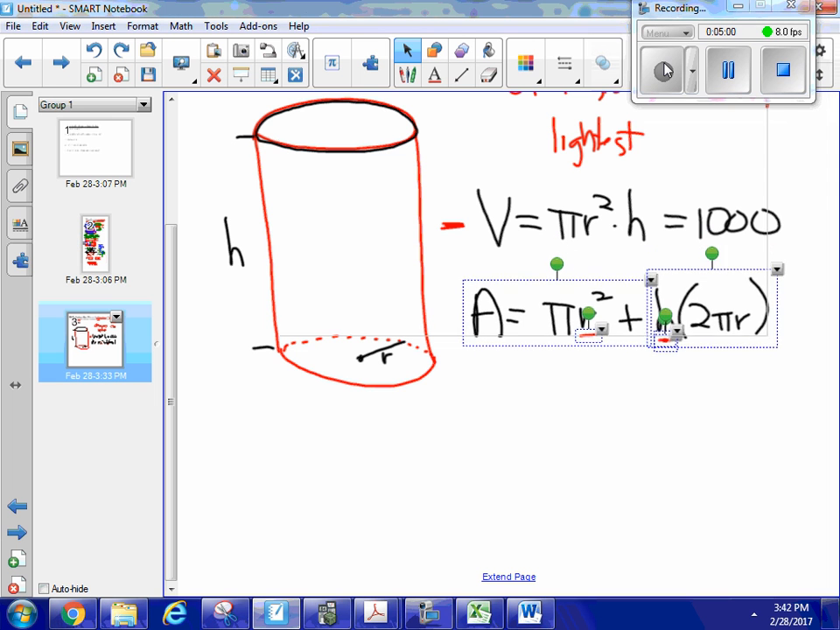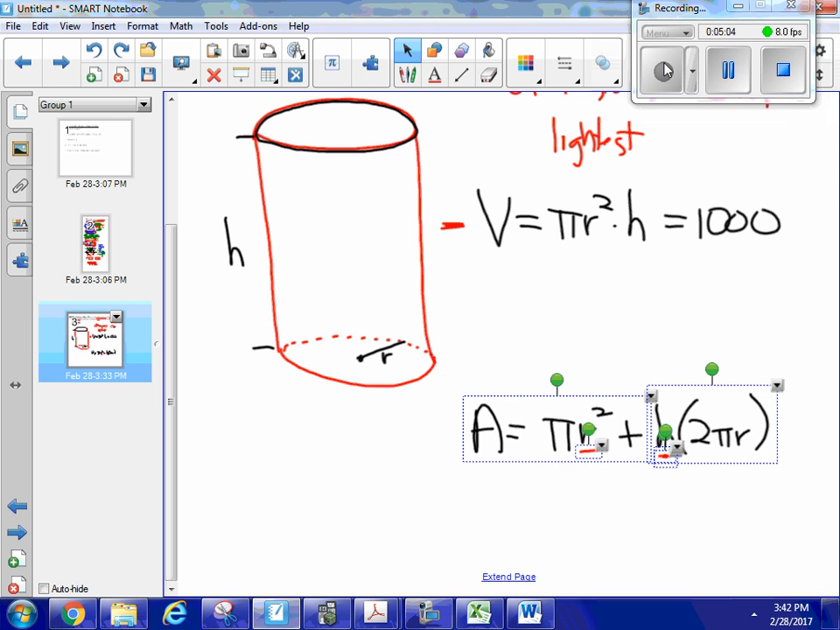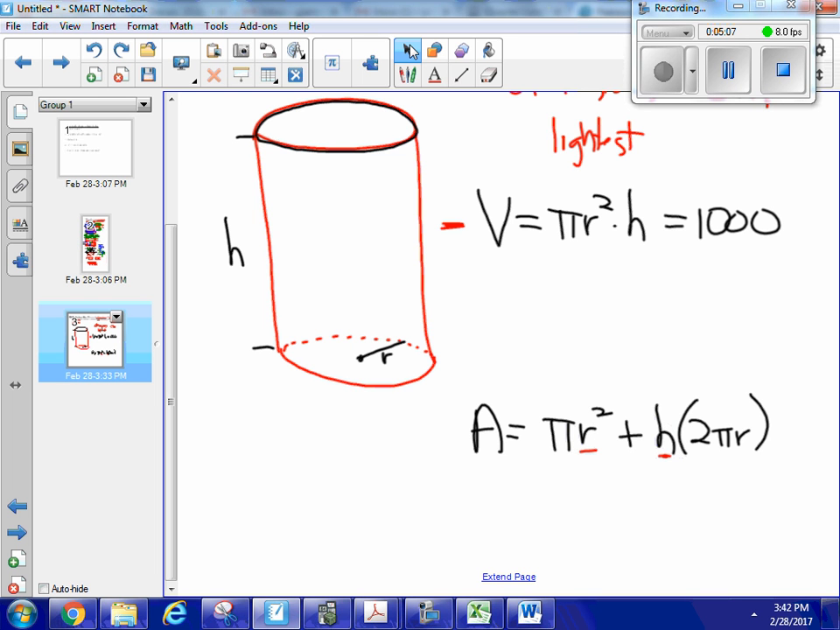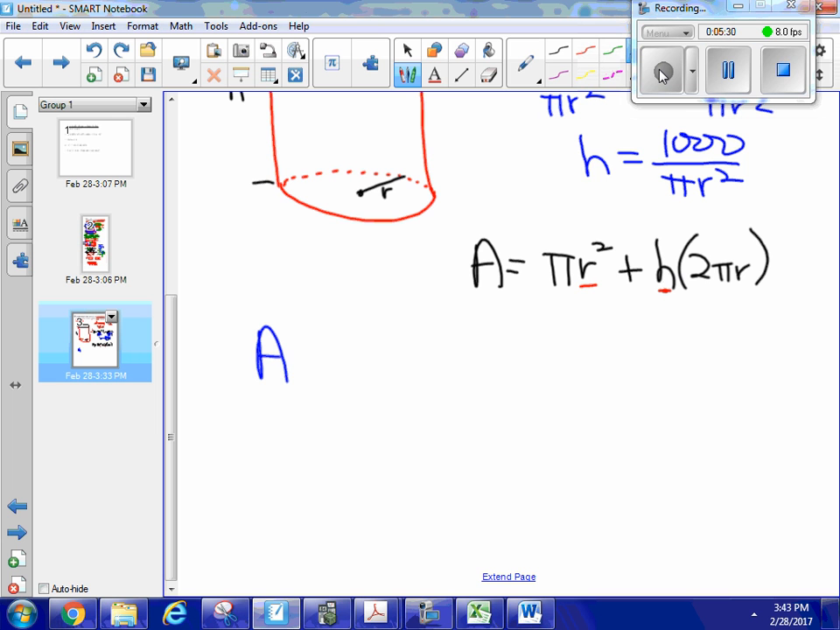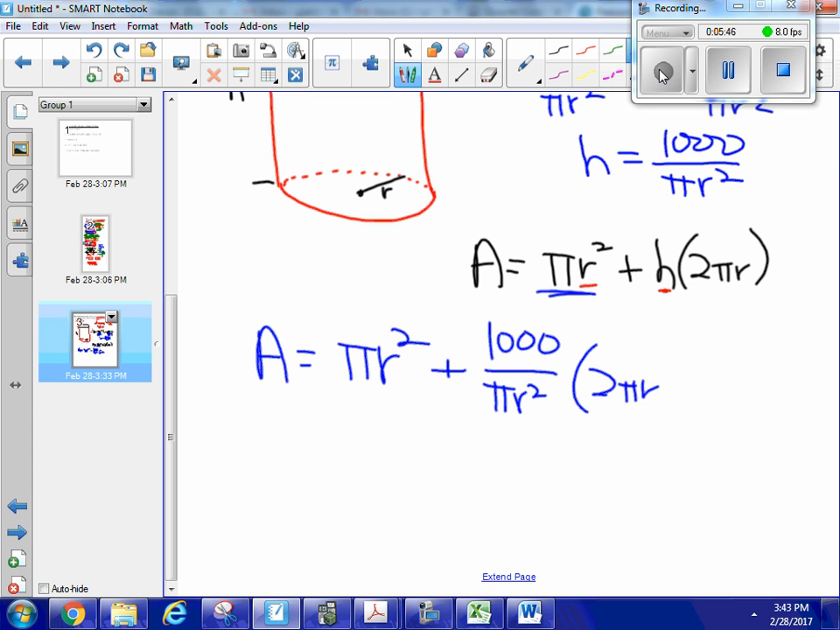Let's just take this piece and move it down just a little bit. Okay. And we can find out here, if I divide both sides by pi r squared, that h is equal to 1,000 divided by pi r squared. So now my area is equal to pi r squared, nothing changed there, plus, instead of h, I'm going to use 1,000 over pi r squared times 2 pi r.